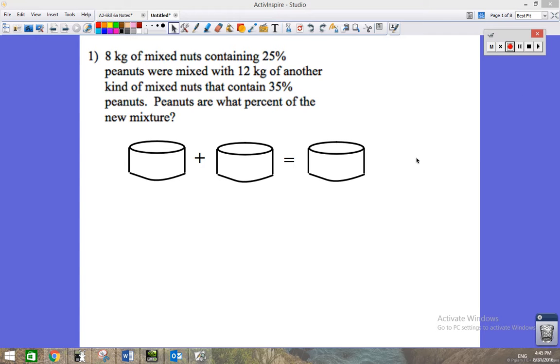Okay, so I think this is recording. Let's take a look at some of these mixture problems and see if I can't help a few people out.